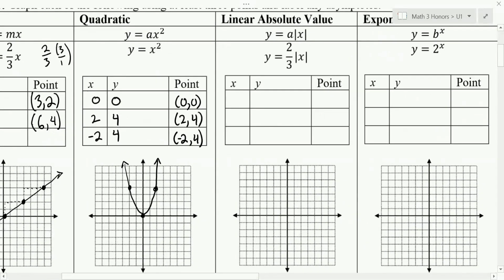Linear absolute value. It makes what kind of shape? A V shape. And so if I plug in a 0, what do I get? 0.